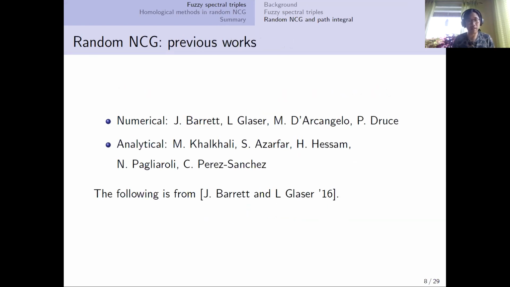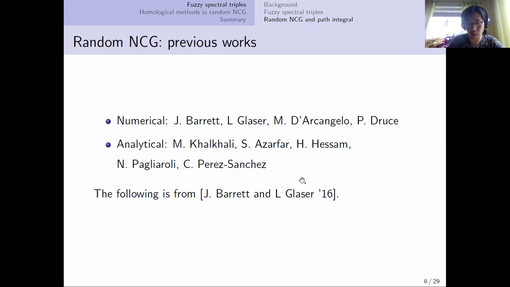So it makes sense to mention some previous works by some people. And I think most of these names are actually attending this conference. On the numerical side, we have John Barrett, Ali Glaser, and John's students, Mauro D'Arcangelo and Paul Drews. They have done some numerical work in this direction using Monte Carlo simulations to compute these expectation values. And on the analytical side, we have works from Masoud Khalkhali, Shahab Safar, Abed Hessam, Nathan Pagliaroli, and Carlos Perez-Sanchez. And of course, there is some overlap, as we saw yesterday in the talk of Hamid Hessam.